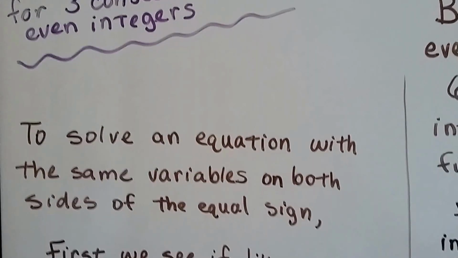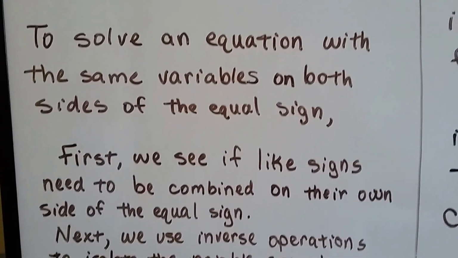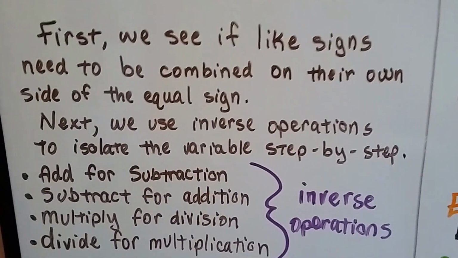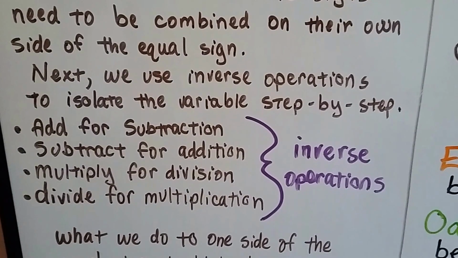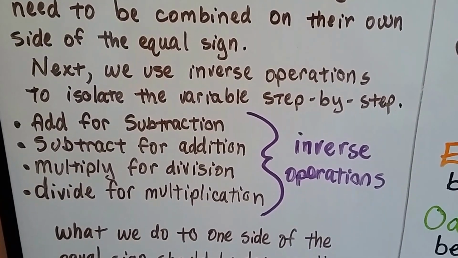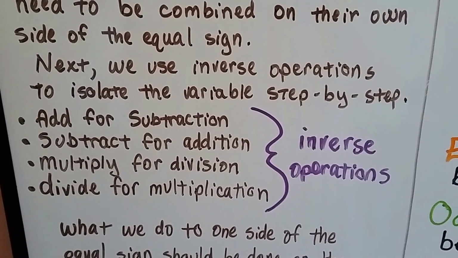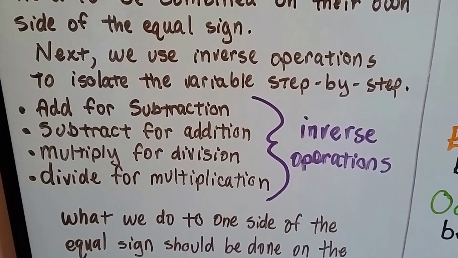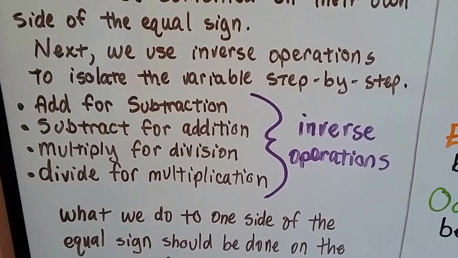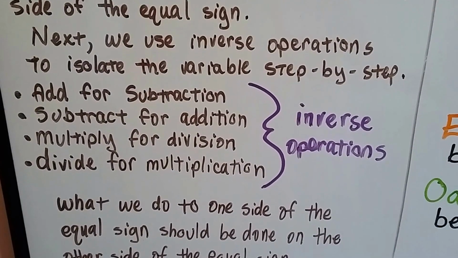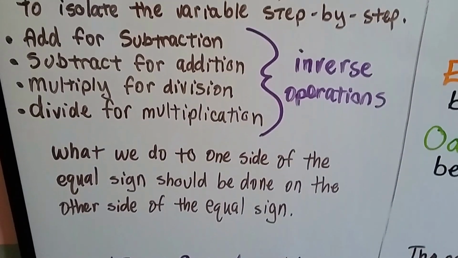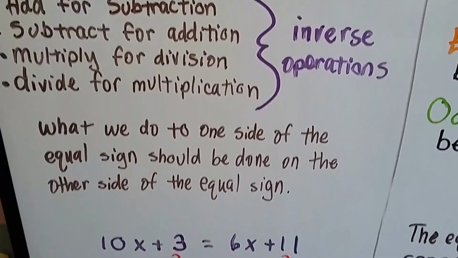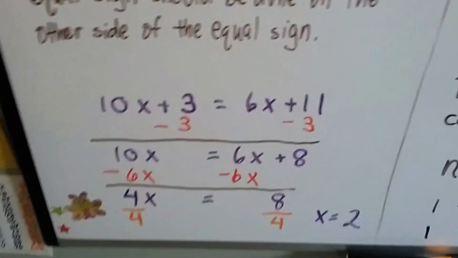To solve an equation with the same variables on both sides of the equal sign, first, we see if like terms need to be combined on their own side of the equal sign. Next, we use inverse operations to isolate the variables step by step. The inverse operations, of course, are you add if there's subtraction, you subtract for addition, we multiply for division or divide for multiplication. The inverses. What we do to one side of the equal sign should be done on the other side of the equal sign. So let's say we had this.